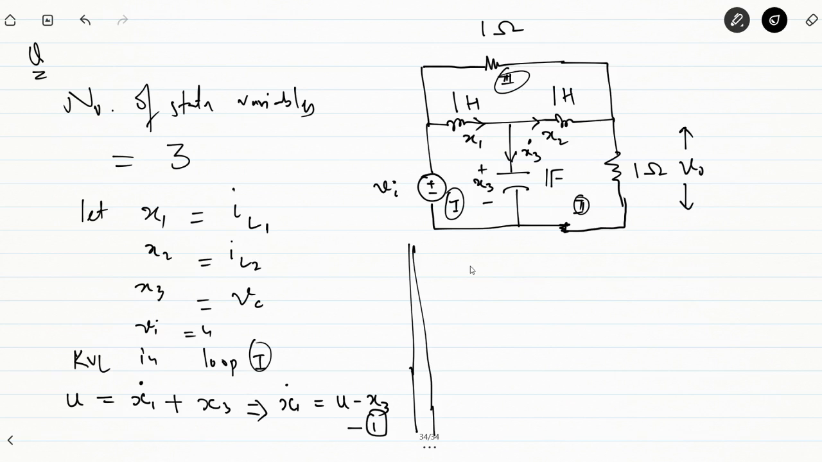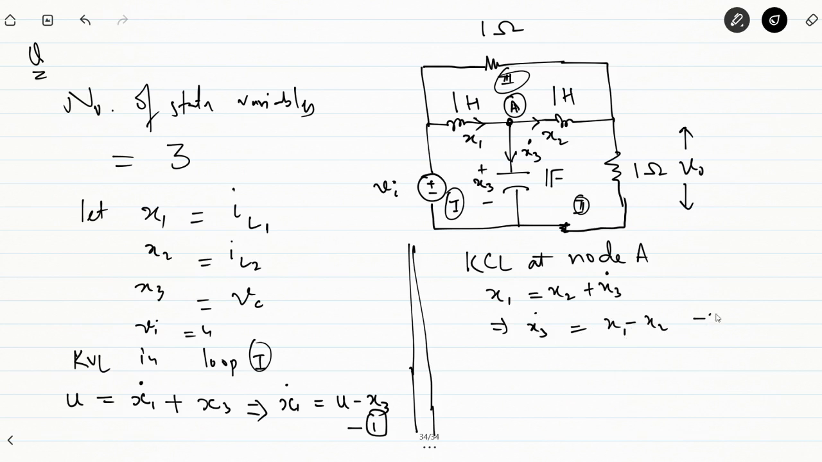Fine. In a similar fashion, by applying KCL at node A, x1 is equal to x2 plus x3 dot. That means x3 dot is equal to x1 minus x2. So this will be your second equation. You have found x3 dot also. We are only left with x2 dot actually. Now find out x2 dot. Apply KVL in loop 2.